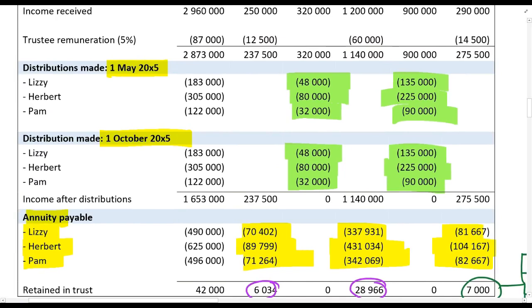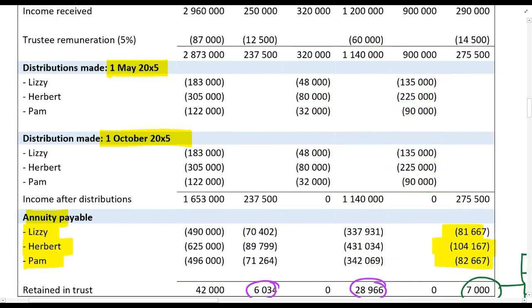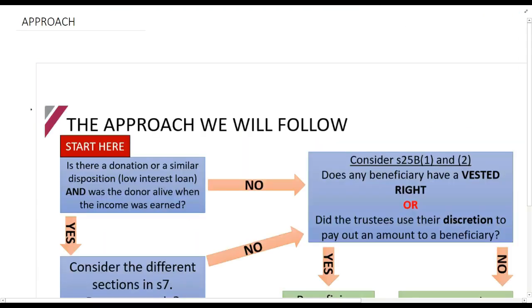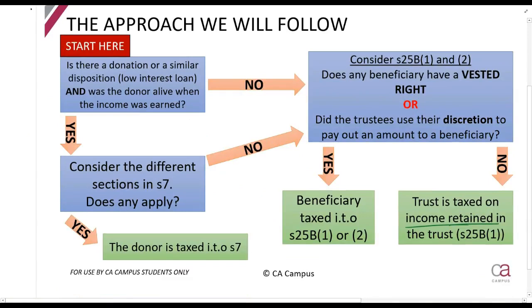Alright guys, so now we just need to distribute all of these amounts. So let's go through it. So the trustee's remuneration, tax in the hands of the trustee. That's fine. Okay, so here we go now. We're going to ask this question the whole time. Was there a donation and is the donor still alive? Yes or no? If you say yes, then section 7 applies and the donor is taxed.